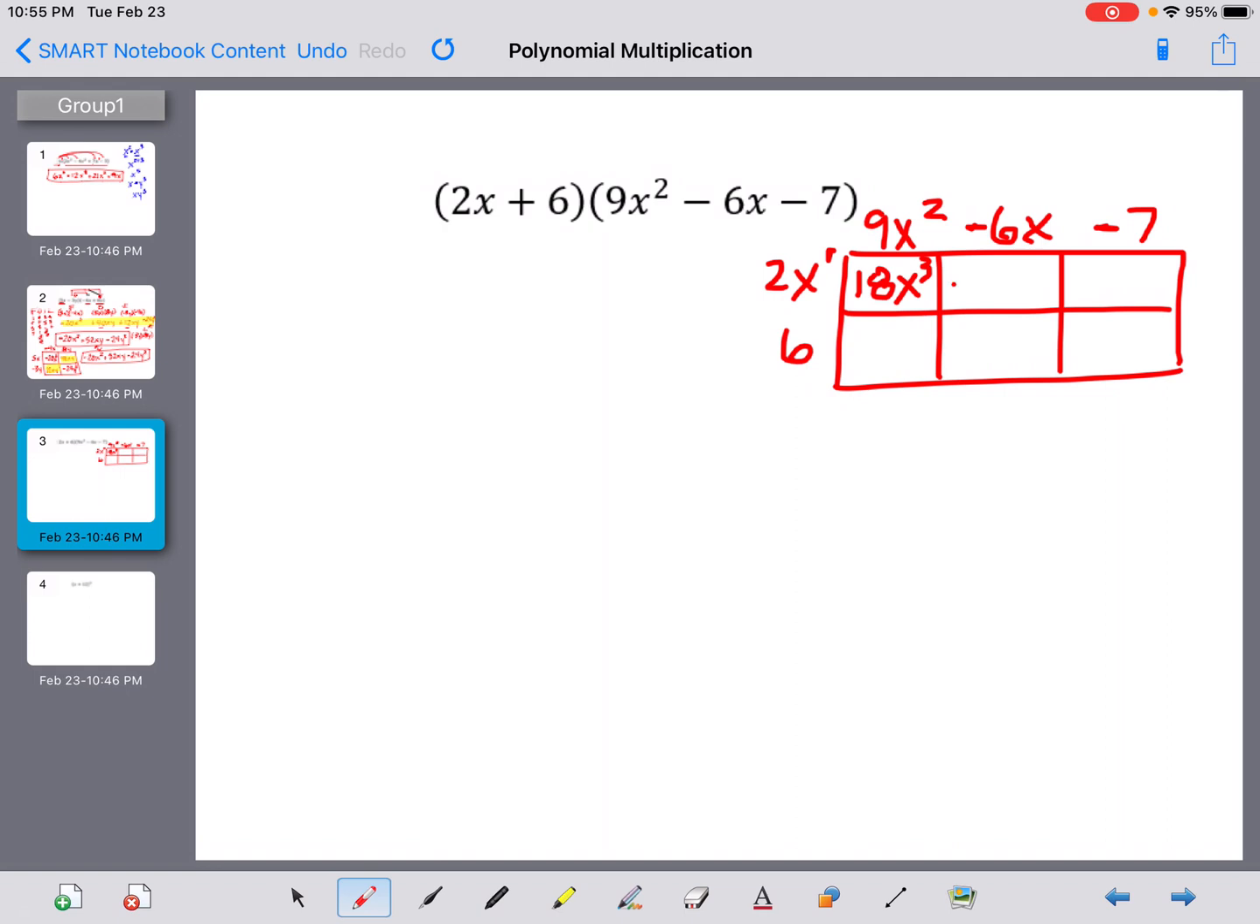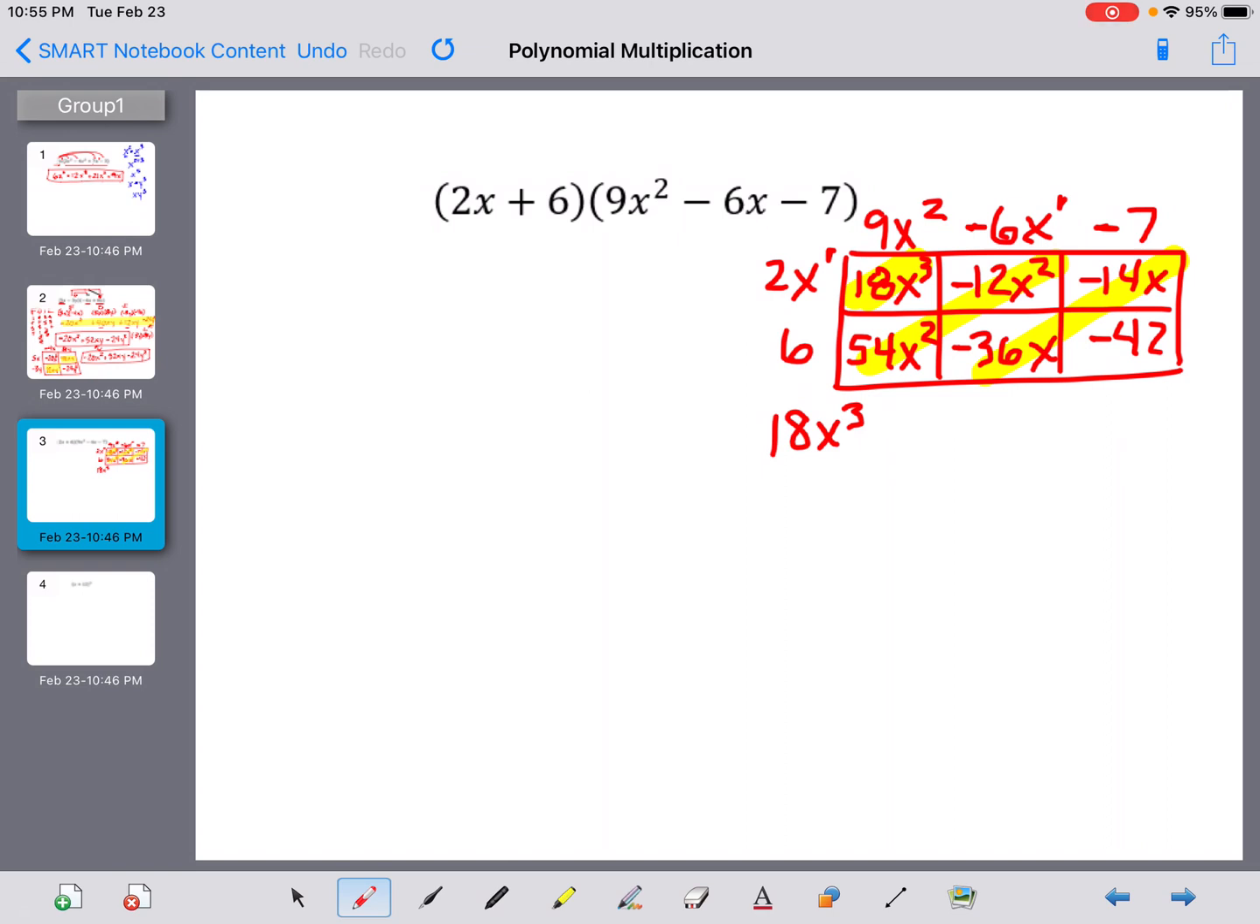Going across, I get negative 12 with 6 and 2, and I get that invisible 1 there, so x squared. 2x times negative 7 is negative 14x. Across the bottom, 6 times 9x squared is 54x squared. 6 times negative 6 is negative 36x. And 6 times negative 7 is negative 42. All right, I'm looking for things that are in common. It's very often when you see these that your highest power comes first, and if you notice here, these lines of common terms. So when I look there, I get an 18x cubed.